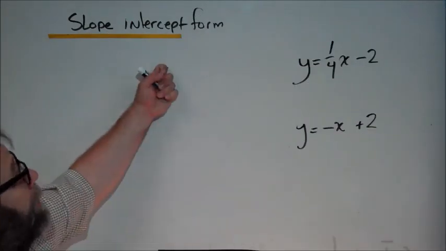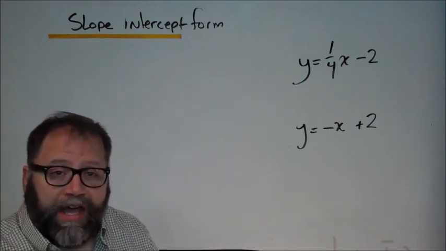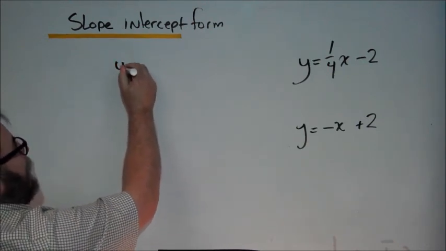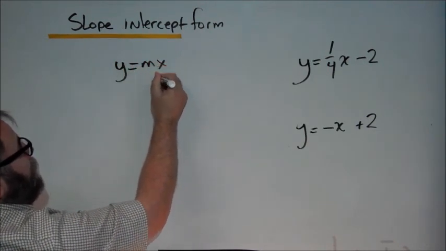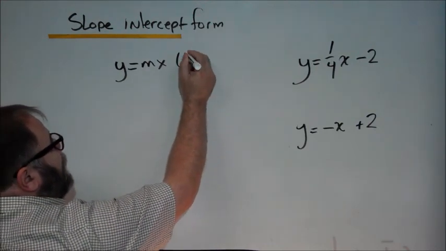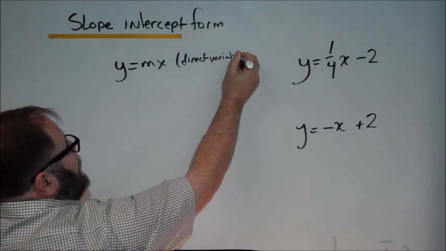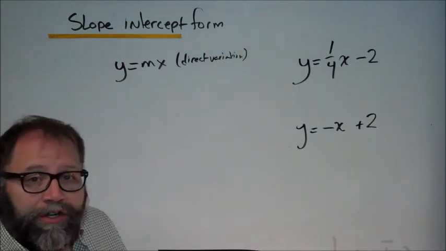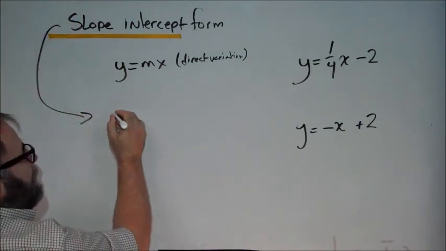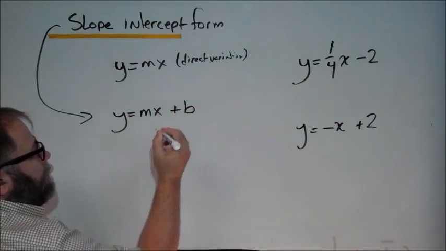Slope-intercept form is a step beyond direct variation. Just so we can get these in context with each other, because that's important: what we just talked about was y equals mx. That's direct variation, and we're going to take that up a notch. Slope-intercept form is y equals mx plus b.